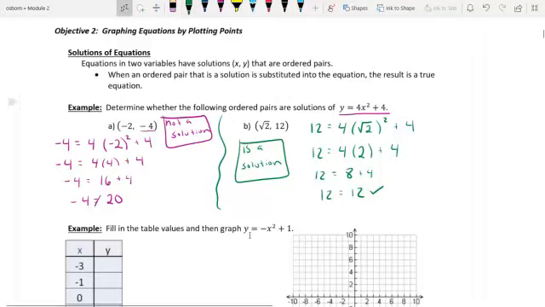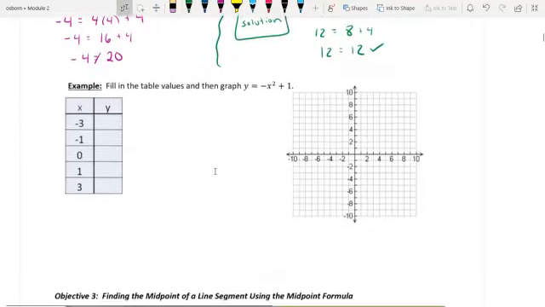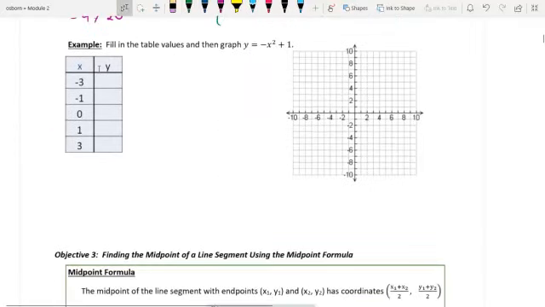Now the next thing we're going to do is use an XY table to graph an equation. In this case, we're going to use it to graph a parabola. I have y is equal to negative x squared plus 1. When I plug in negative 3, I've got y is equal to negative parentheses negative 3 squared plus 1.